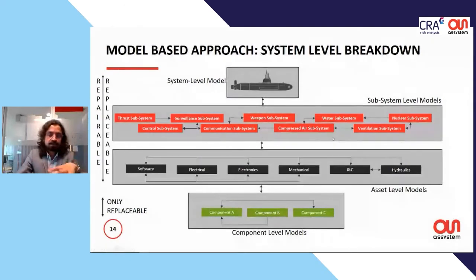So this is just an example. Don't take it as a real model. But at a subsystem level, you have this model.